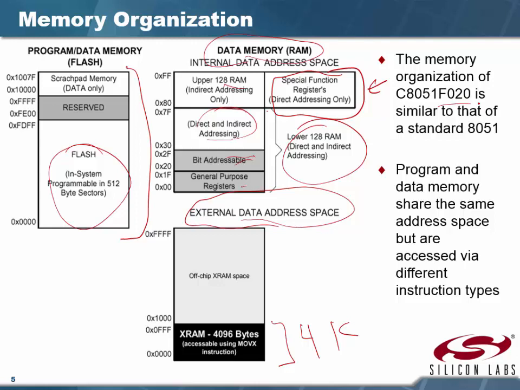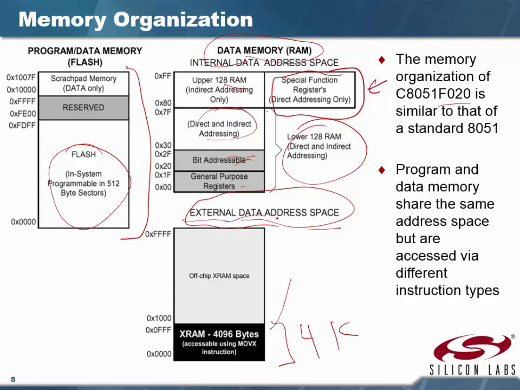And this is where it gets confusing, because this is the external data space. This 4K is internal to the chip. It's built onto the chip. We don't have to wire it up or add it to the chip. It's built into the chip, but we have to call it external from a software standpoint. So this is why we now have 3 separate address spaces.